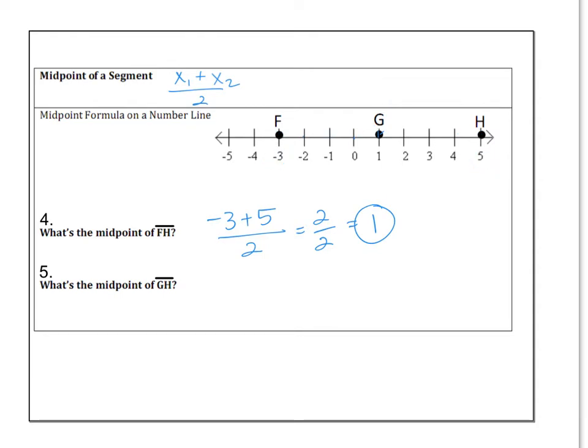So again, add them together, divide by 2. It's kind of like finding an average. So G is at 1, H is at 5. Add them together, divide by 2. You get 6 over 2, which is 3. So if you think about it, G is here, H is here. Does 3 look like it's in the middle? It sure does. It's the midpoint.